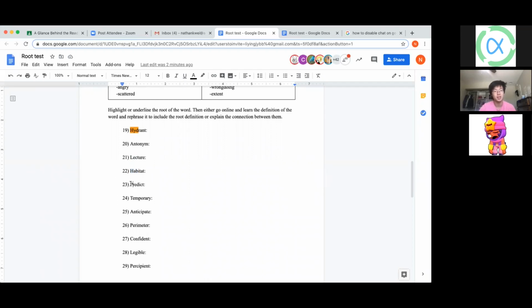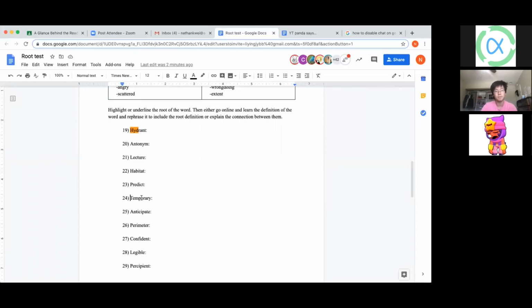Predict, this is a nice one. It's two roots actually together. So pre is one and dict is another. So pre is before and dict is talking. And so that's to make a prediction. So yeah, it's pretty self-explanatory.